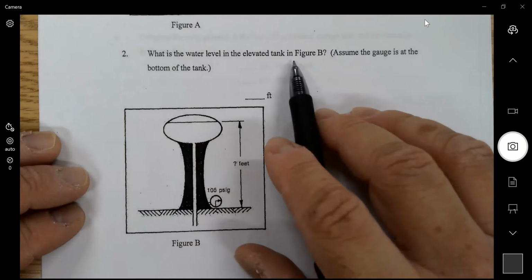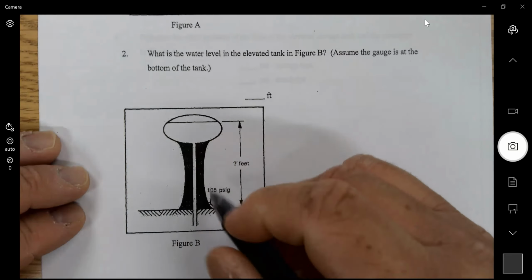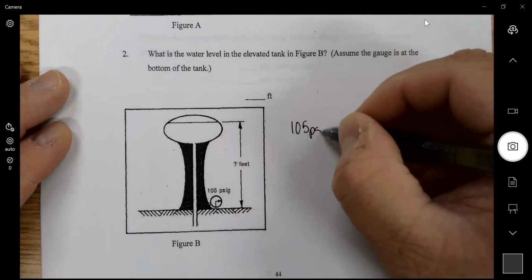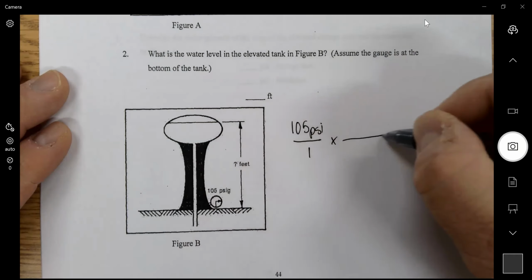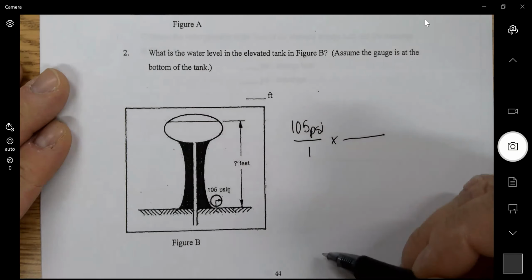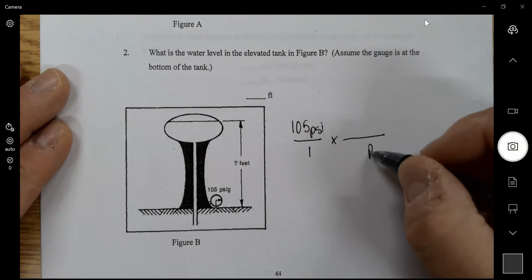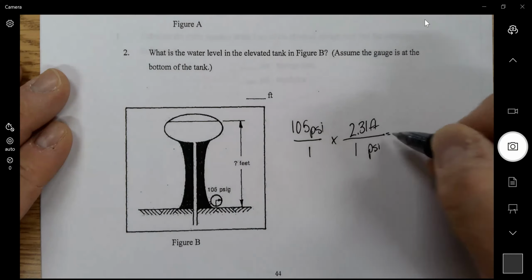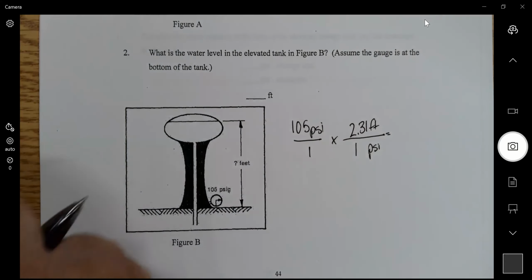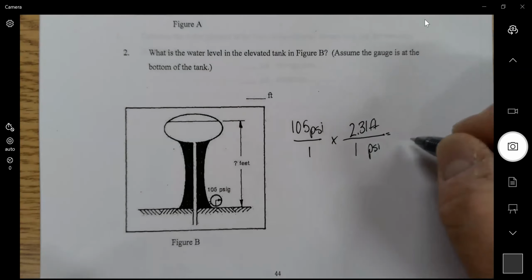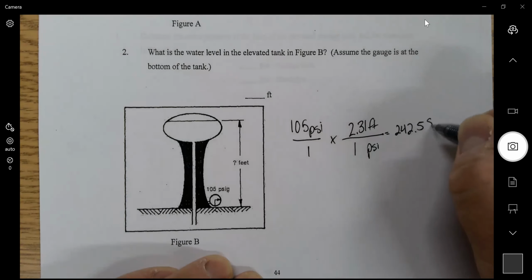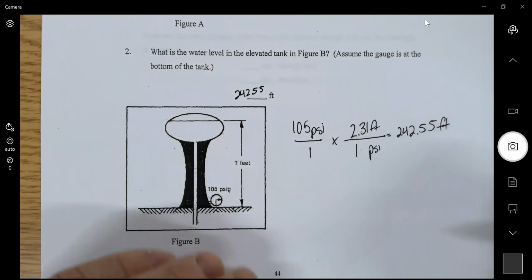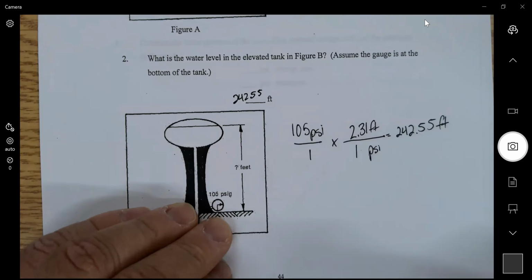What is the water level in the elevated tank in figure B here? So you can see it says I have 105 PSI. So I'm starting with 105 PSI. It is over 1. So if PSI is on top, where does PSI got to be to cancel? Well, PSI goes here. Well, I know 1 PSI, and then it equals 2.31 feet, so that goes up top, which is 242.55 feet. 242.55 feet. That's a pretty tall water tower.